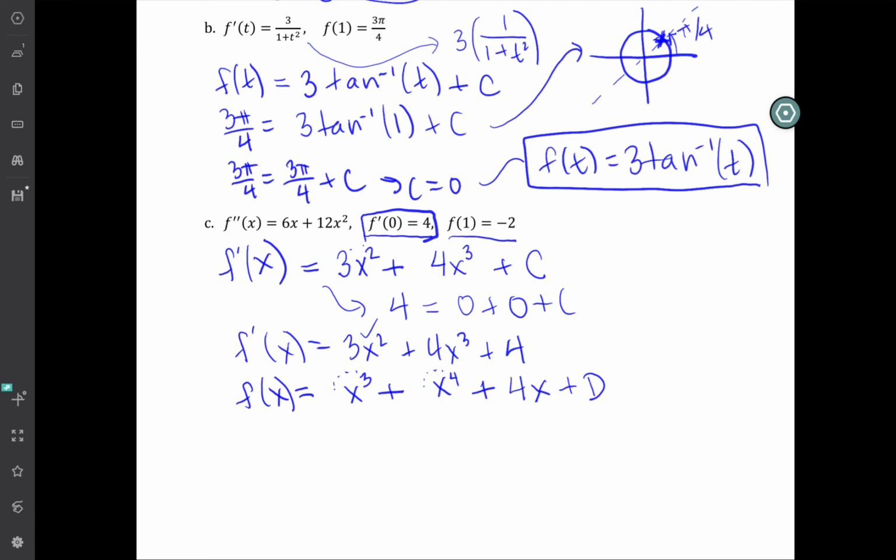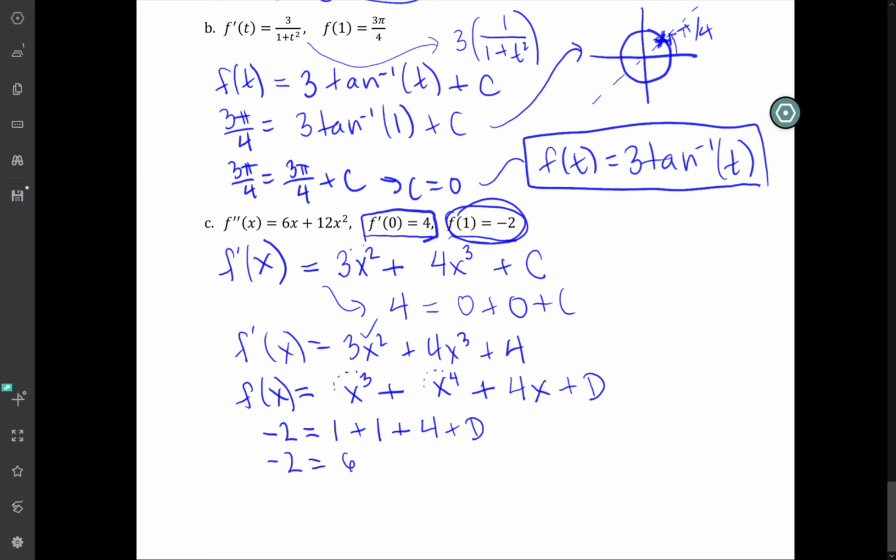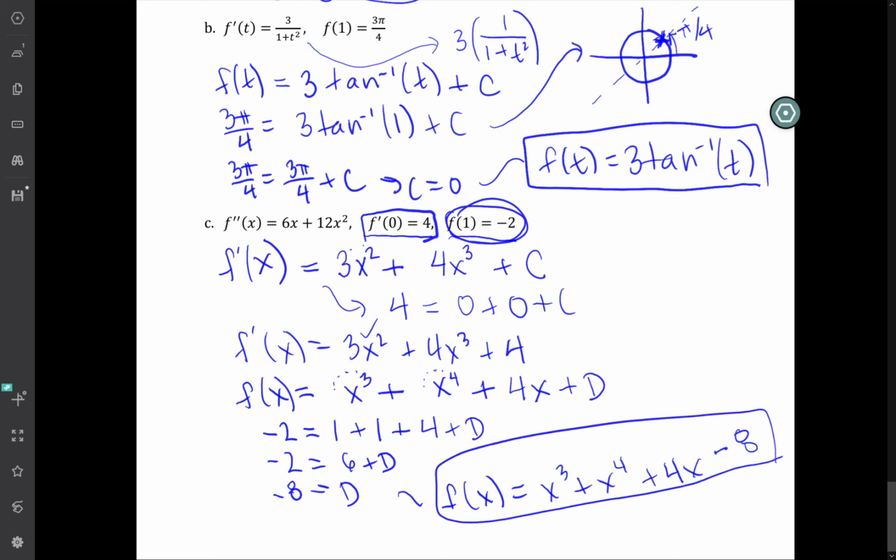And then we'll just do the same thing. We'll use our secondary piece of information. We'll say we should get -2 when we plug in 1. So 1 cubed is 1, 1 to the 4th is 1, 4 times 1 is 4. So I have -2 equal to 6 plus d, which means -8 is equal to d. And my answer is that f of x is equal to x cubed plus x to the 4th plus 4x minus 8. That one got a little crooked.